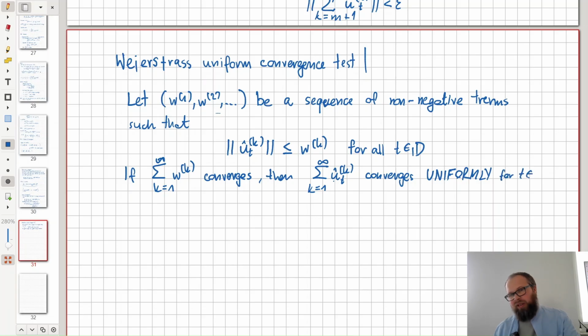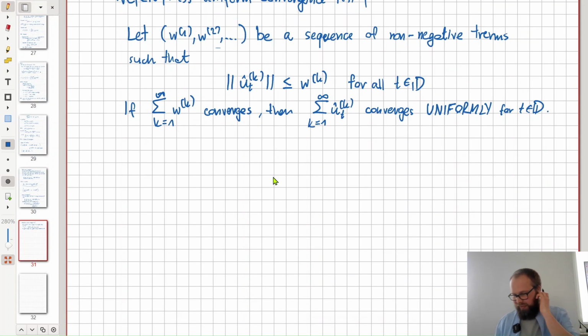For t in the domain. Okay, so this is the statement. If you find a dominator that converges, then the dominated series also converges, but uniformly, so more powerfully. And the proof, it's of course, sometimes it's very instructive to look at the proof, and this one is very simple. So, proof, and it explains maybe a little bit what's going on.